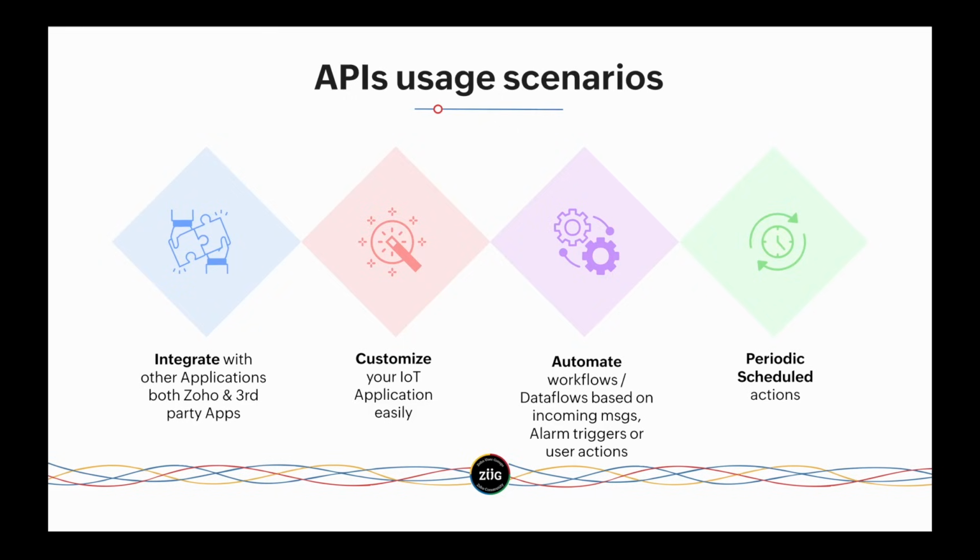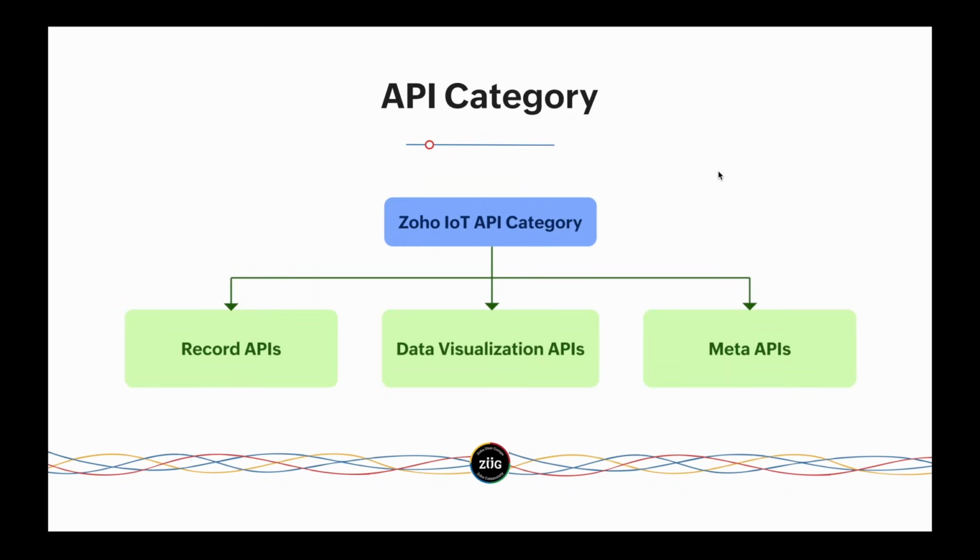So we had seen certain custom functions. I have shown you from the schedules module and the workflow module, where we had used some of those APIs, right? For those actions, you can use these APIs. And for automating workflows, data flows, and alarm triggers, and for scheduled actions, you would use that. As part of that, we provide record APIs, which are useful for fetching information about devices, assets, locations, models, and alarms.